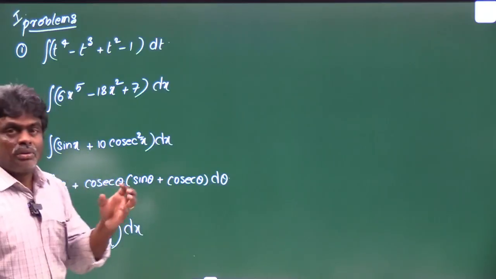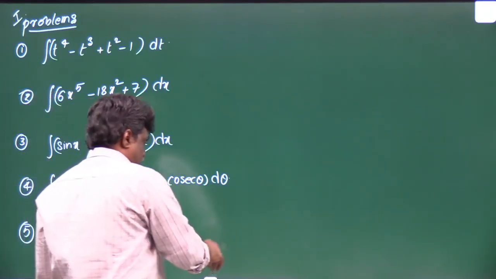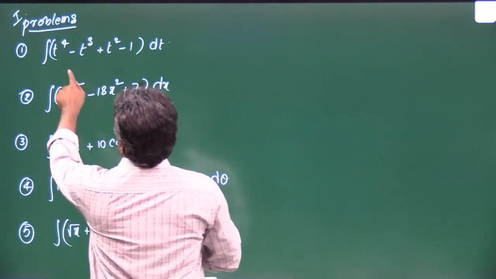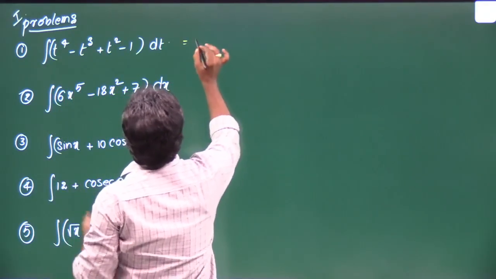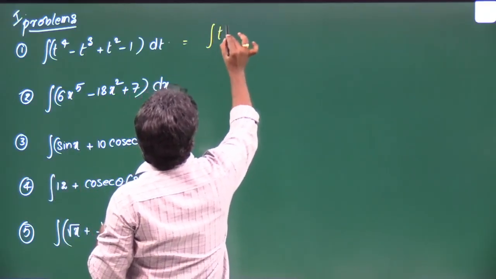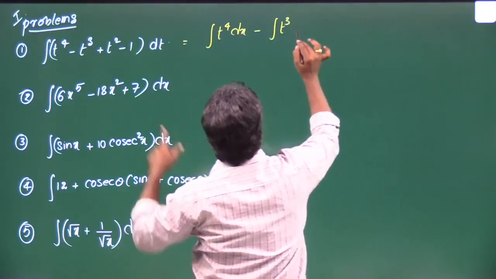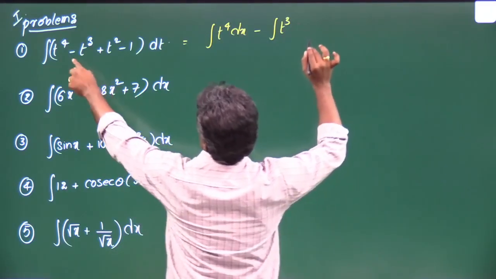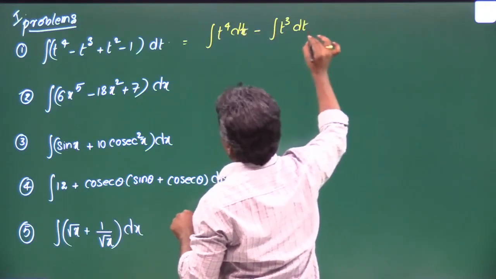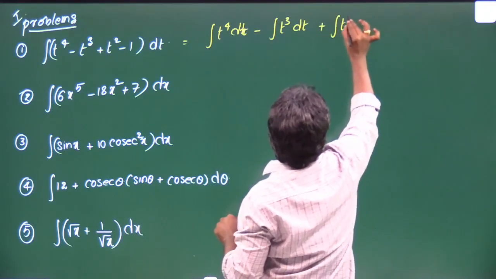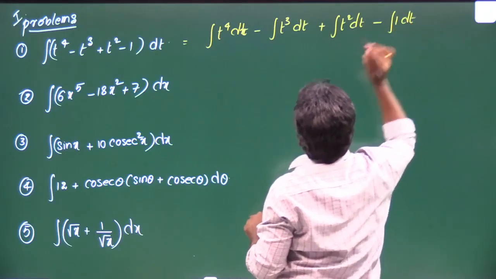Next, let us do a few basic questions depending upon the basic formulae. Now here we have integral of t power 4 minus t cube plus t square minus 1 dt. Just to split it, if you know already, just pause the video and do it yourself. By rule number 2, whenever a plus or minus is there, you just split it: integral t power 4 dt minus integral t cube dt, plus integral t square dt and minus integral 1 dt.